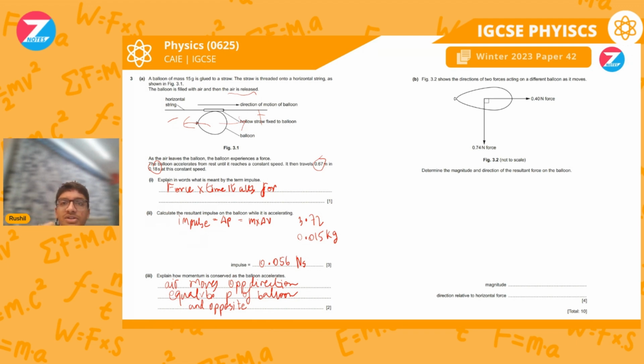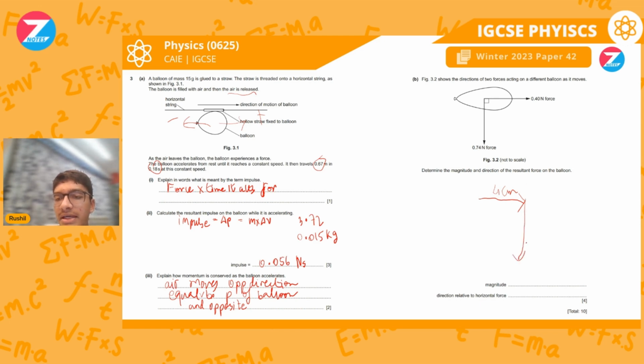Figure 3.2 shows the directions of two forces acting on a different balloon as it moves. Determine the magnitude and direction of the resultant force on the balloon. So for this, we have to draw a simple vector diagram. So we'll take a suitable scale. So for example, 0.4 newtons, we'll take that as 4 centimeters, since 1 centimeter per 0.1 newton. So we draw a line 4 centimeters like this. I can't measure the distance here, but you can on your exam. So we draw a line of 4 centimeters like this.